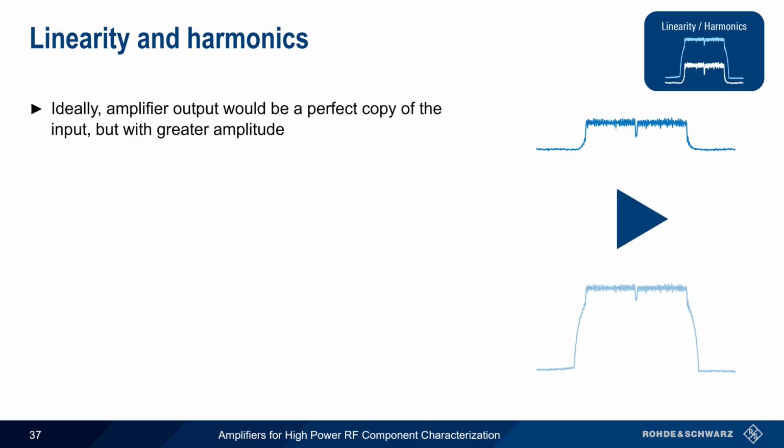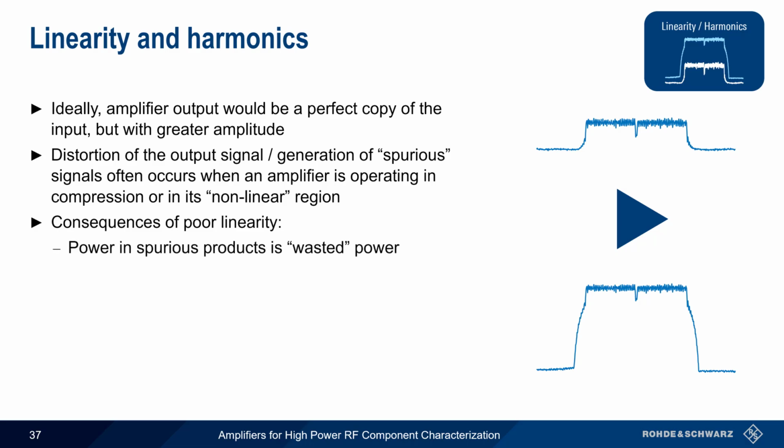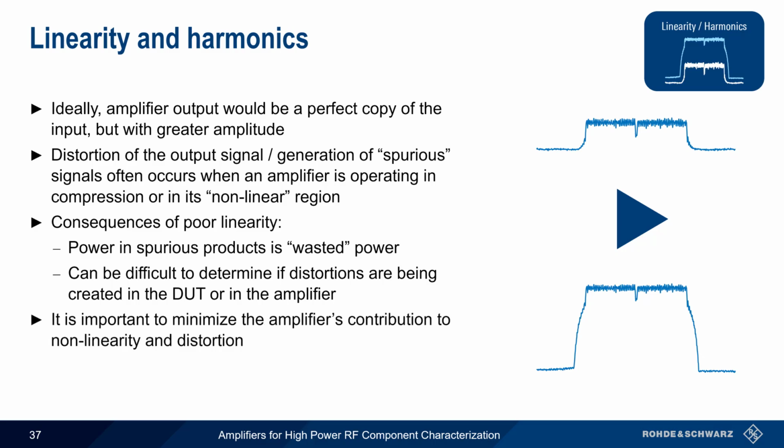Ideally, the output of an amplifier would be a perfect copy of the input, only with greater amplitude. However, when an amplifier is operating in compression or in its nonlinear region, this can lead to the creation of spurious signals and/or distort the amplified signal. Poor linearity has several consequences. First, the power in spurious products is wasted power that's not being used to amplify the input signal. But more importantly, poor linearity can make it very difficult to determine if distortions are being created in the component under test, or if they're being created in the amplifier itself. Therefore, it's important to minimize the amplifier's contribution to nonlinearity and distortion by choosing an amplifier that can provide the necessary linearity required for characterization of a given component.